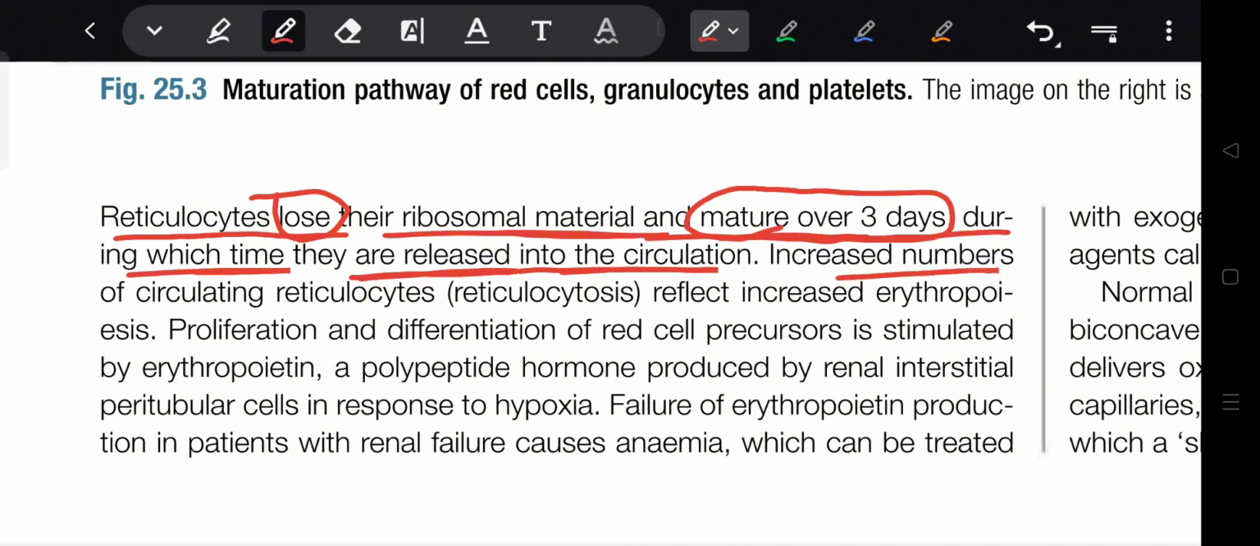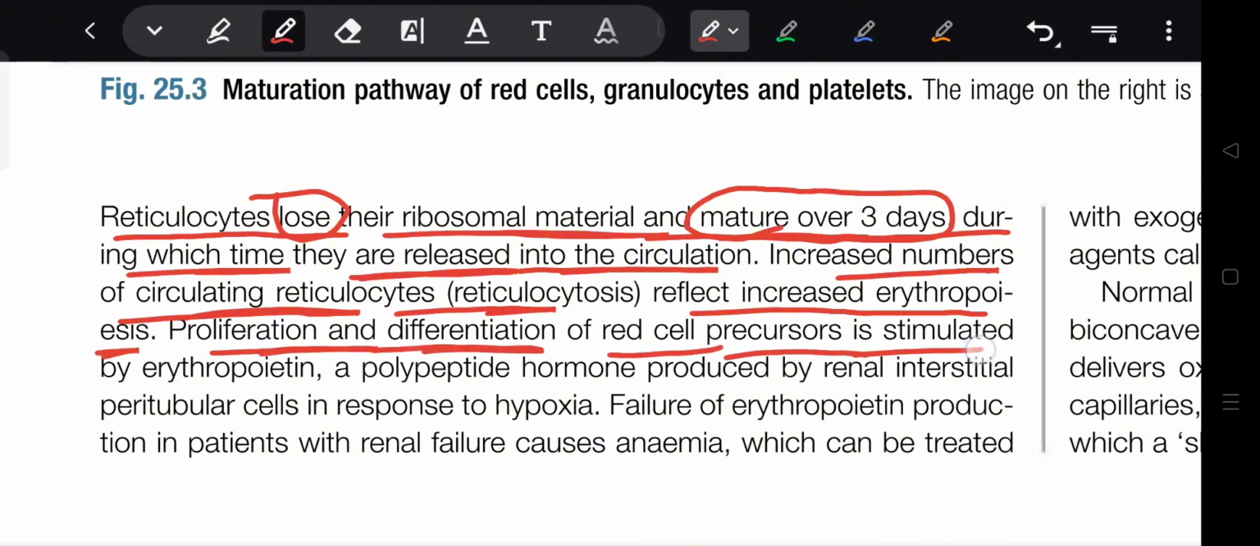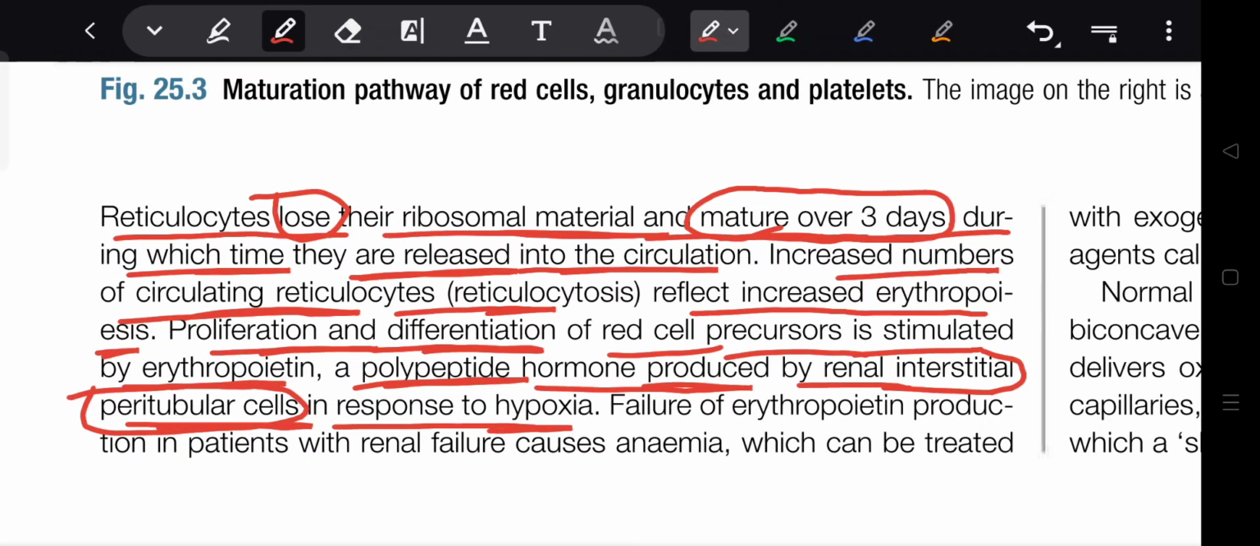Increased numbers of circulating reticulocytes, reticulocytosis, reflect increased erythropoiesis. Proliferation and differentiation of red cell precursors is stimulated by erythropoietin, a polypeptide hormone produced by renal interstitial peritubular cells in response to hypoxia.